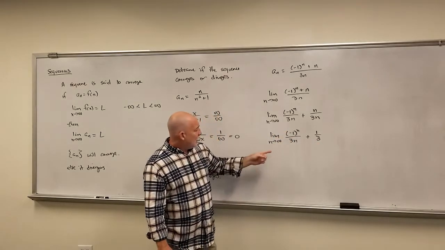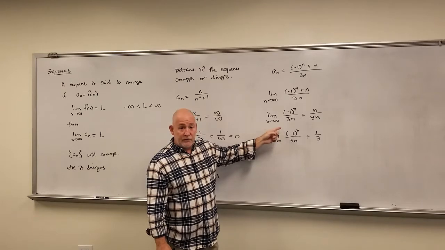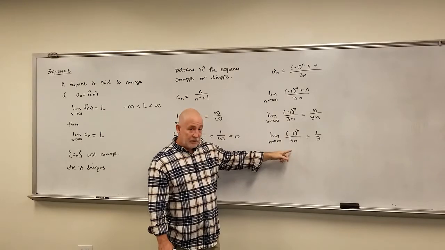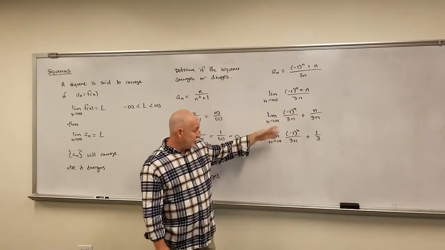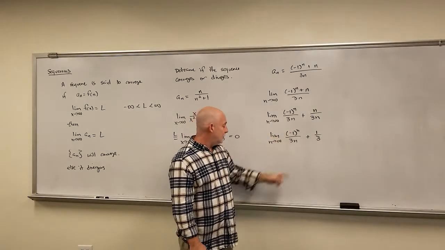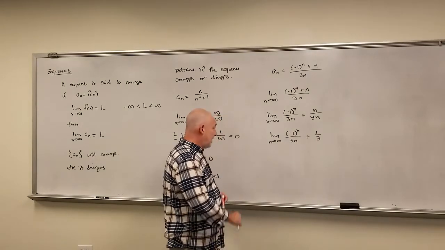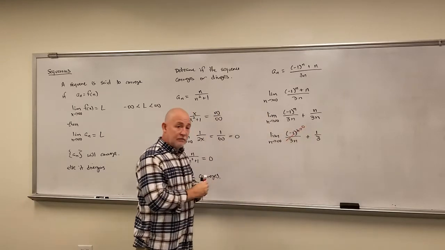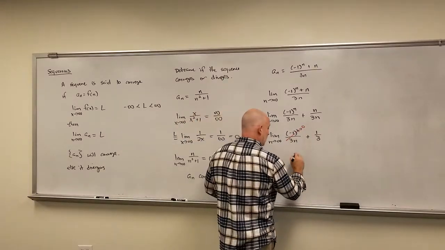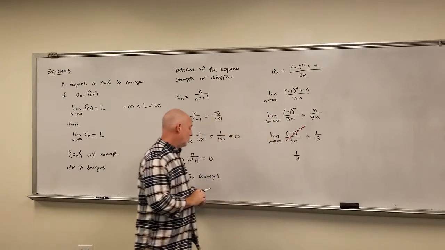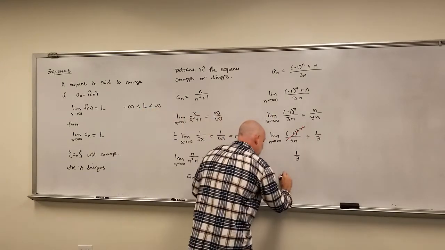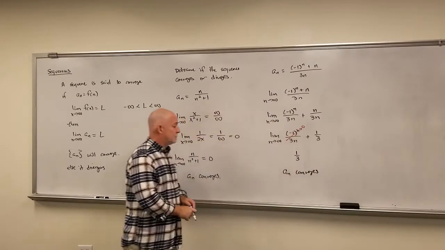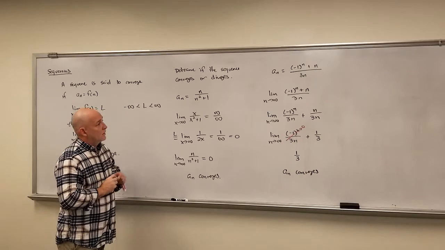Well, as n gets bigger and bigger and bigger, the top is either positive 1 or negative 1. But the bottom's getting bigger and bigger and bigger, like a billion, a trillion, a zillion, so on and so forth. So this value here, even though the top is bouncing back and forth between negative 1 and 1, is heading towards 0, right? Because the bottom's growing and the top really isn't. So this goes to 1/3. So here we can say that our a sub n converges.